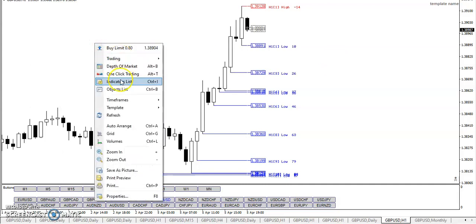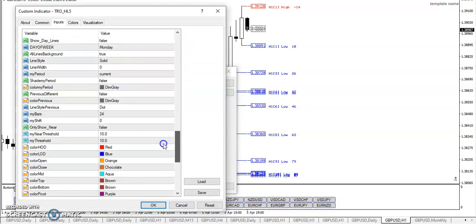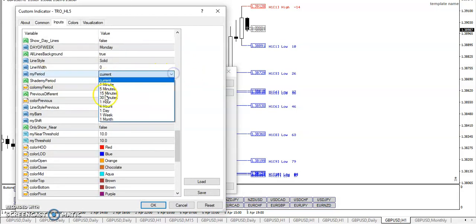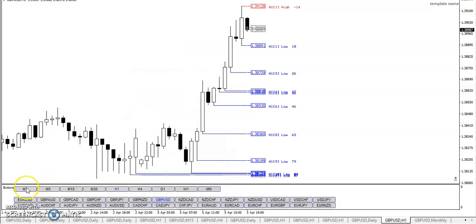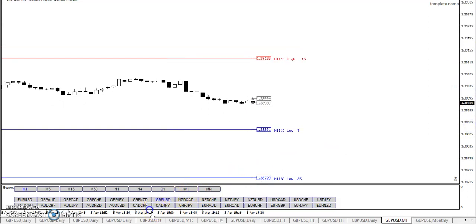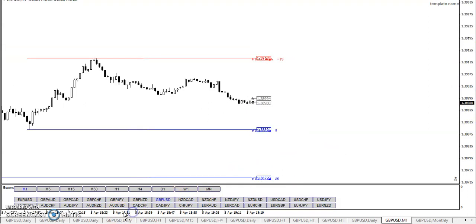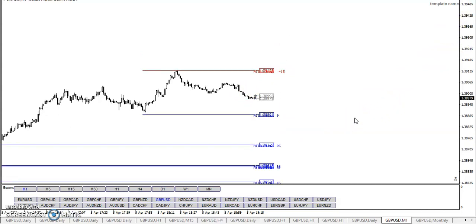Now, somebody might say, yeah, but I'd like those lines, but I want to see them on the M1 time period. Well, that's easy. You want to have the M1 chart, but you want to have H1 lines. So just set my period to H1. And then you can go over here to your 1 minute chart. And we can scrunch things up a bit. And you can still see those H1 lines. So just using the highs and the lows can be very simple.